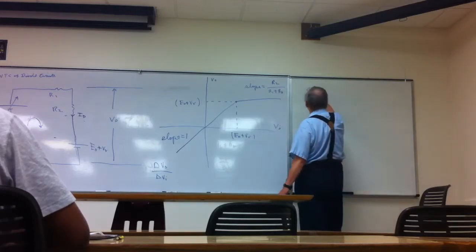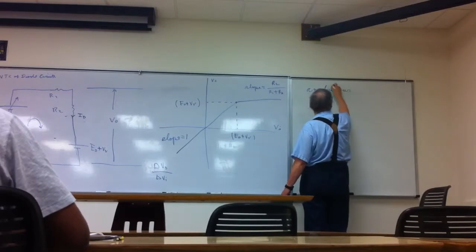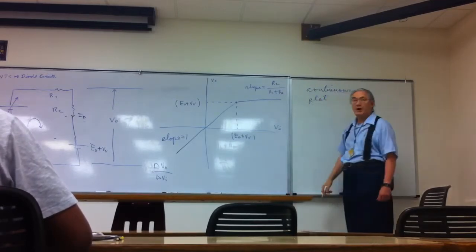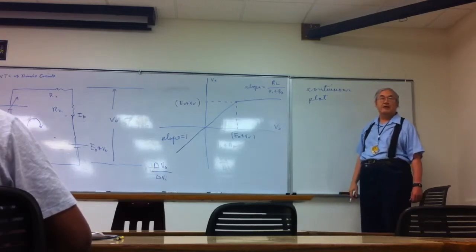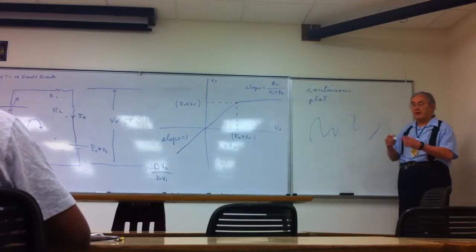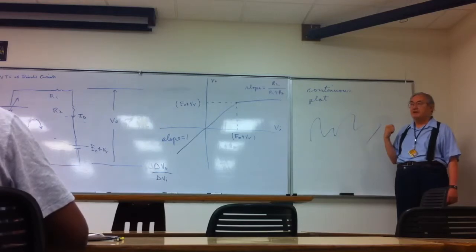You have a continuous plot. If you want very little credit on this, if you just draw something like the brainwave pattern of a Georgia Tech administrator, you're not going to get very many points, okay? It has to at least be a continuous plot, okay?